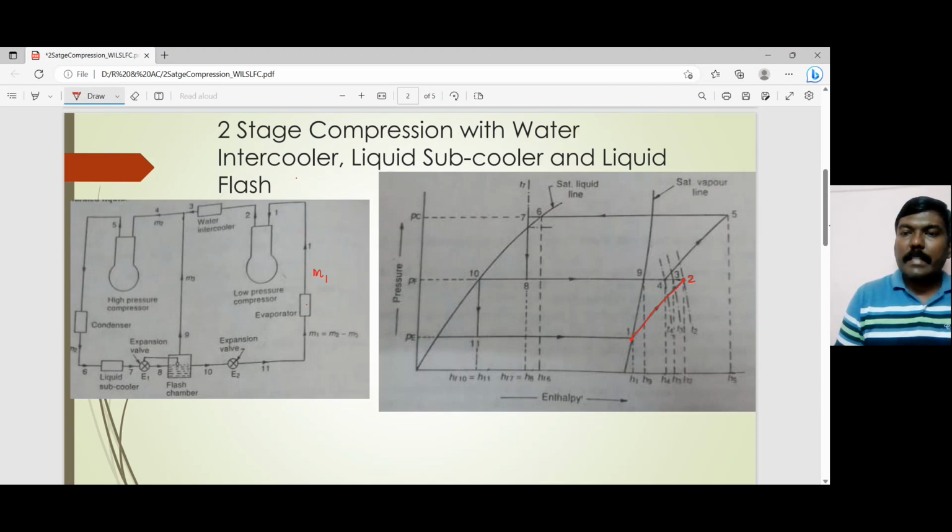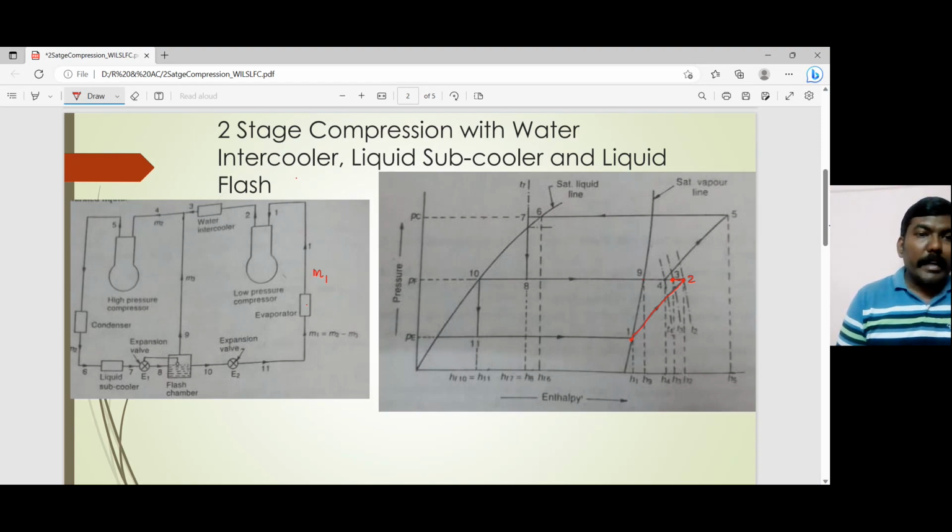And from there on, in the water intercooler which we have seen earlier, the de-superheating happened in such a way that point number 3 was lying on the saturated vapor line. But now you can see that the de-superheating happens only up to point number 3. At point number 3, there is some de-superheating, but still the vapor is in the superheated state. So that is your point number 3.